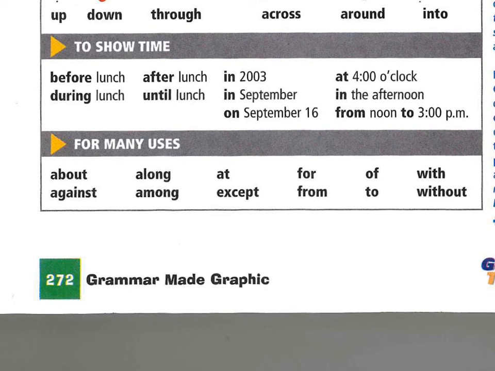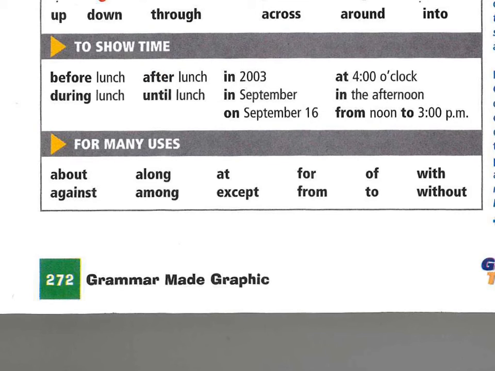When are you going to have lunch? Or when are you going to clean your room? Before lunch, during lunch, after lunch, until lunch. So these are prepositions that show when, the time.